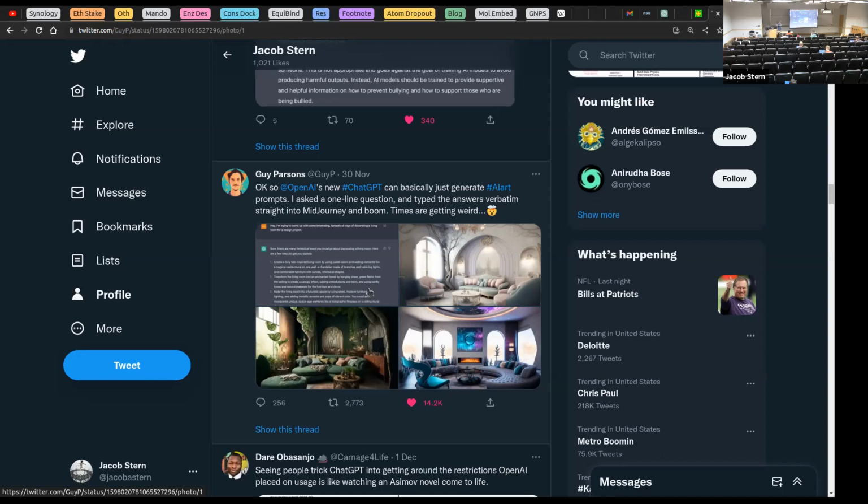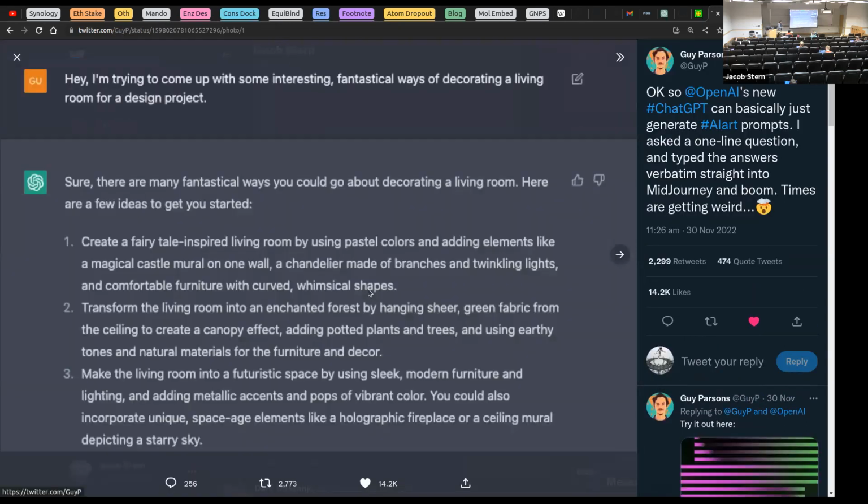Okay, so you remember we took a look through diffusion models at text to image models. So this person is using ChatGPT to come up with prompts for text to image models. So, hey, I'm trying to come up with some interesting, fantastical ways of decorating a living room for a design project. Sure, there are many fantastical ways you could go about decorating a living room. Here are a few ideas to get you started.